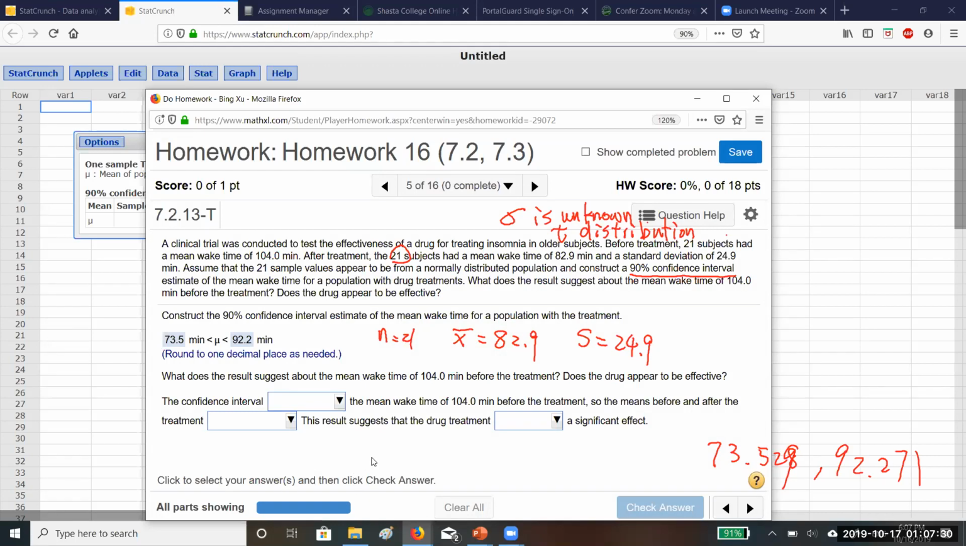All right, then you compare this with the before treatment, which is 104. And this is not even in that interval. So that means it's effective, right? So it does not include this. This means the mean before and after the treatment are different. They're definitely different because 104 is not included in that interval. So it suggests that it has a significant effect.